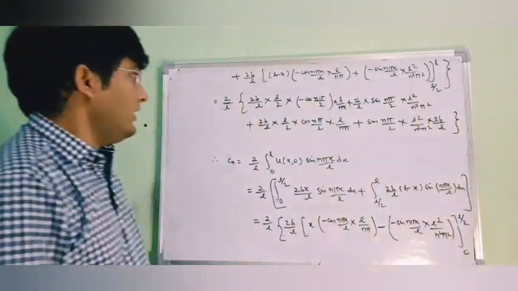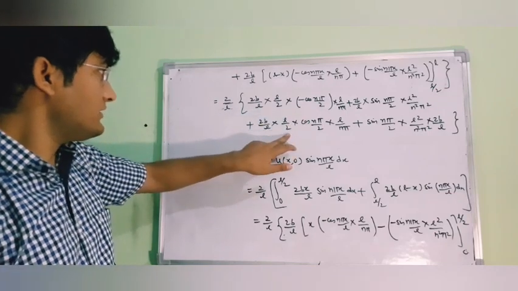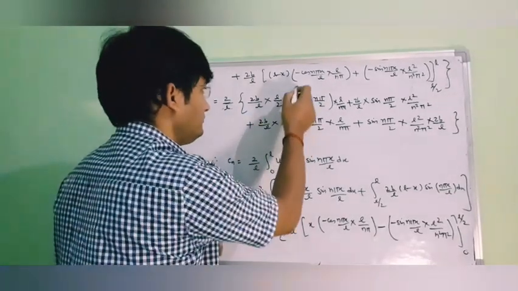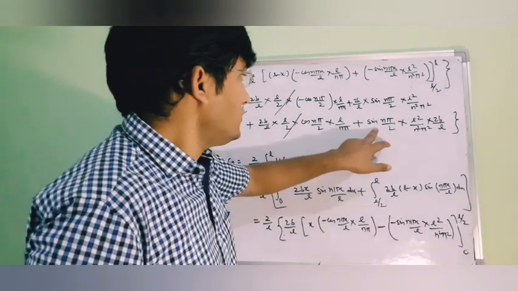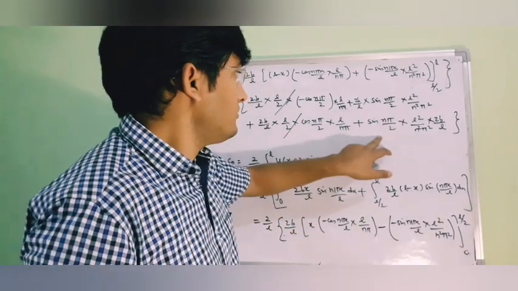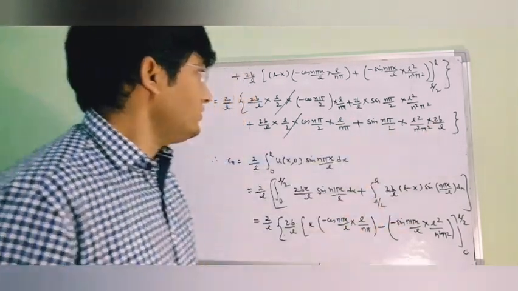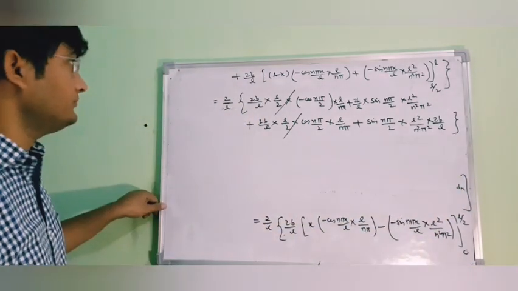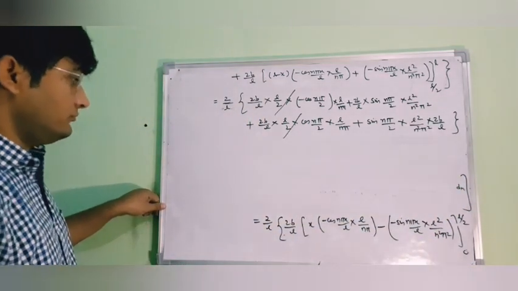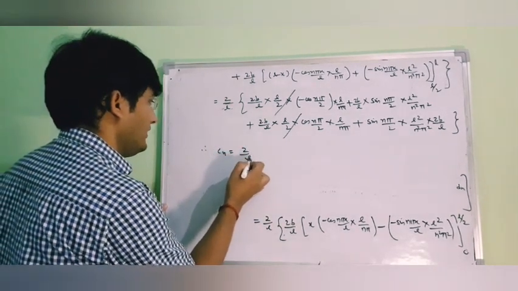Okay. Now let us see how many terms are getting cancelled. This term is cancelled with this term, and then these two terms will get merged because this is your 2v upon L, this is your 2v upon L. So we have Cn equal to 2 upon L.